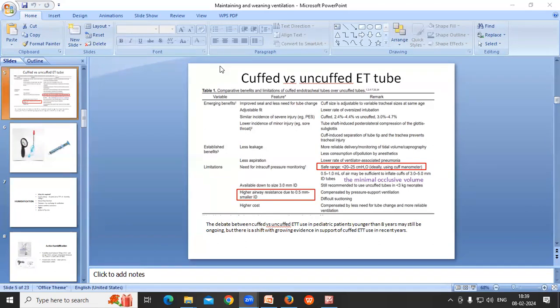So if you are using cuffed tubes, you need to monitor the pressure. There are cuff pressure manometers easily available. You just need to monitor and keep the pressure at 20 to 25.